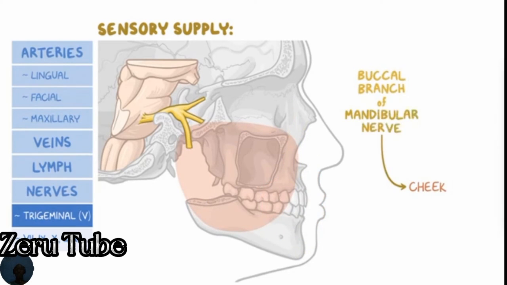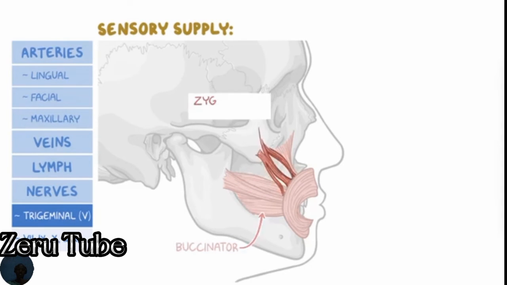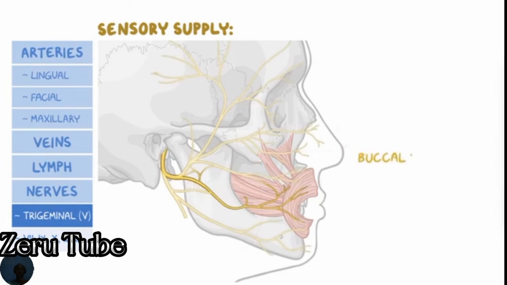The cheek is supplied by the buccal nerve, which is a branch of the mandibular nerve. And the buccinator muscle, the zygomatic major and minor muscles, the levator labii superioris muscles and the orbicularis oris muscles are supplied by the facial nerve.